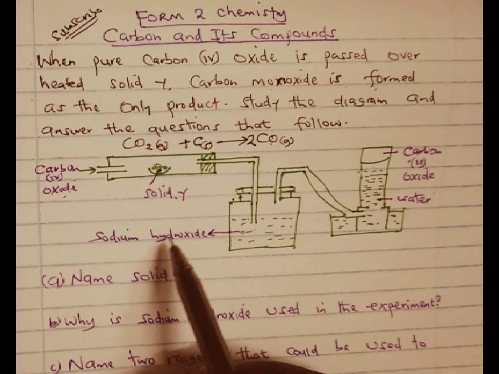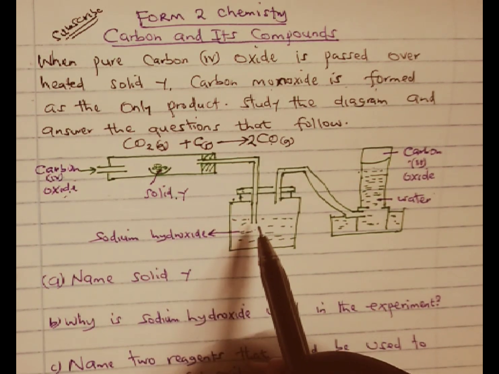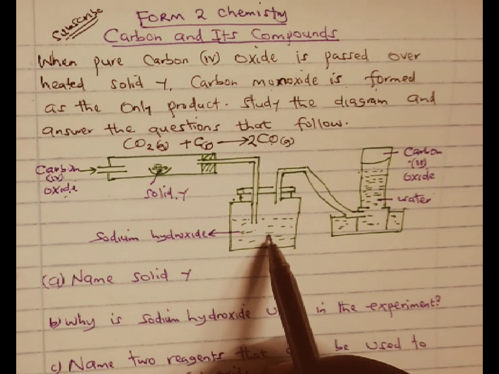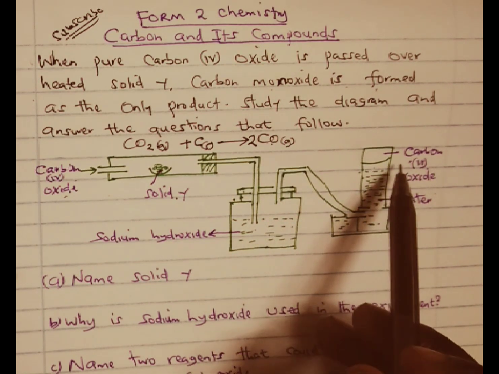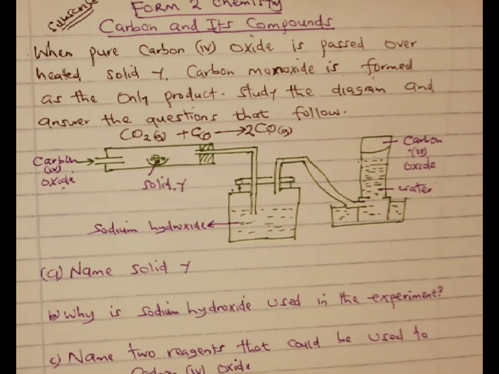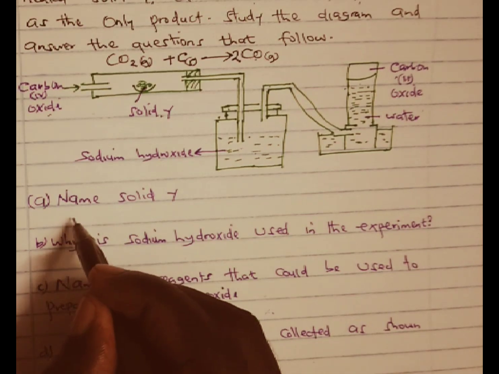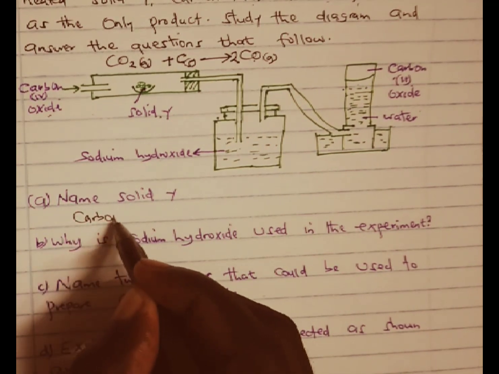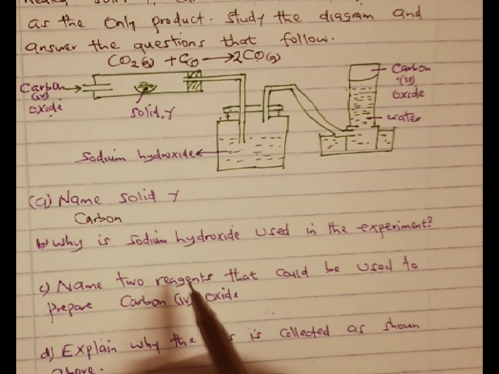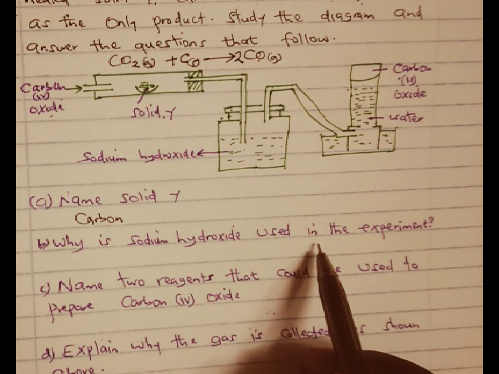We have carbon 2 oxide going through sodium hydroxide and then being collected on the other end of this diagram. Let us go through the questions. Part A of the question names solid Y. We have already identified solid Y as carbon. Why is sodium hydroxide used in this experiment?